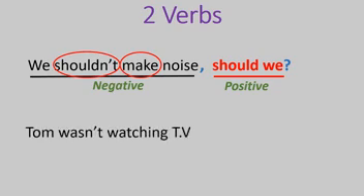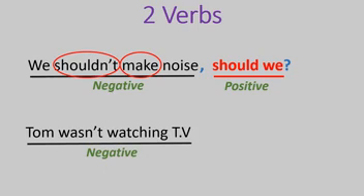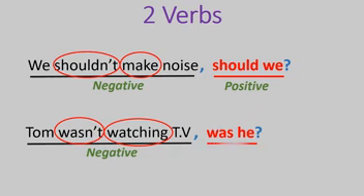Next one. Tom wasn't watching TV. Again, this particular statement is negative because we have the word wasn't, right? Wasn't is the short form of was not. So we have not in the statement and therefore it's a negative statement. And what are the two verbs? Wasn't, watching. So we know that we have to change the auxiliary verb, the first verb, the helping verb. So, comma, and then the positive form of this particular auxiliary verb. Wasn't is the negative form. The positive form will be was. So, was he? Right? And this particular question tag is positive.